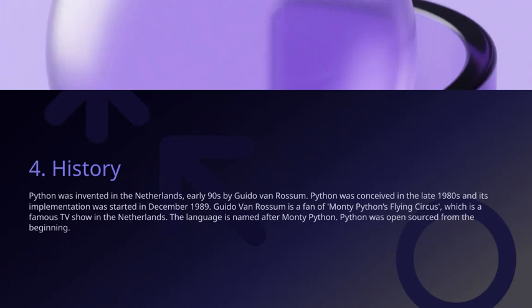Let's take a quick look at the history of Python. It was actually invented in the Netherlands during the early 1990s by Guido van Rossum. Interestingly, Guido started working on Python back in December 1989, during the late 1980s.